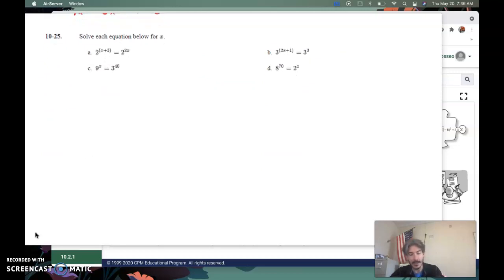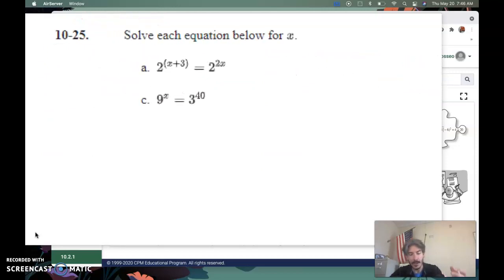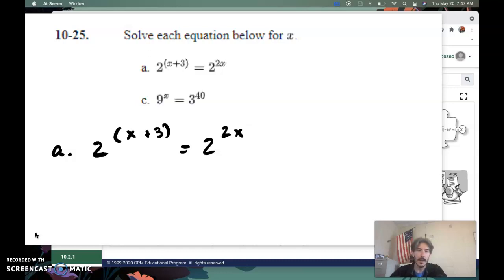10-25 here, and in 10-25 we see a couple things that have me doing some solving, but we're going to be solving for variables that exist in the exponent, okay? Check out letter A. Letter A says 2 to the x plus 3 power equals 2 to the 2x power. Now look at this. For the first time, we're going to be solving algebraically here without graphing. We're going to be solving algebraically for variables that are in the exponents.